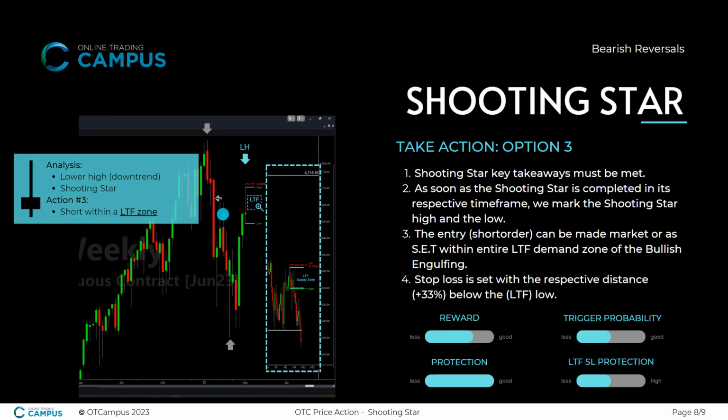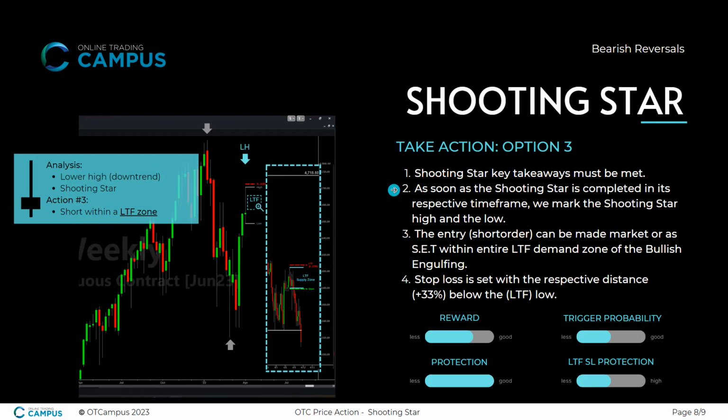The analysis here has the same structure. We're in a lower high and anticipatory downtrend. We create at the top here in the lower high area a shooting star. Action number 3 is short within a lower time frame zone. Let's go to option number 3. Shooting star key takeaways must be met. That's fine. It is the same sample as option number 1 and 2.